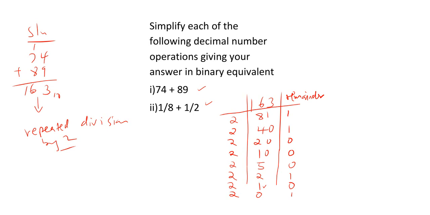After you do that, very important, the equivalent binary number is written from the bottom upwards. So the equivalent binary number for 163 will be 10100011. So this is 163 in equivalent binary number. Then let's go to the next one.